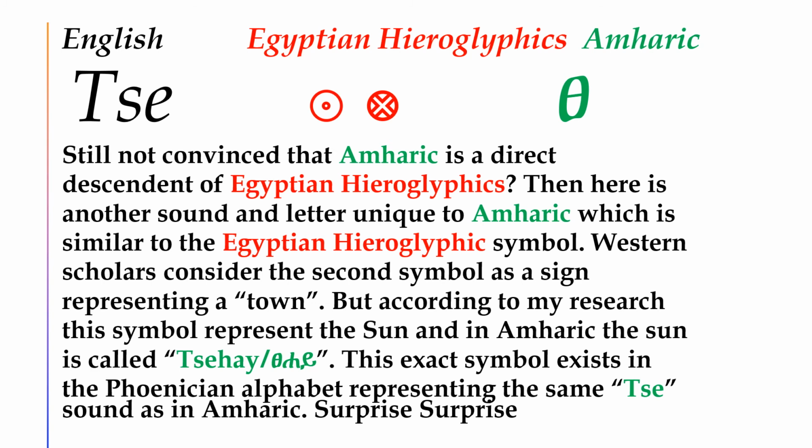And also what's amazing is that in Amharic, sun means ahai. So it starts with ahai. The symbol itself looks like the sun symbol.